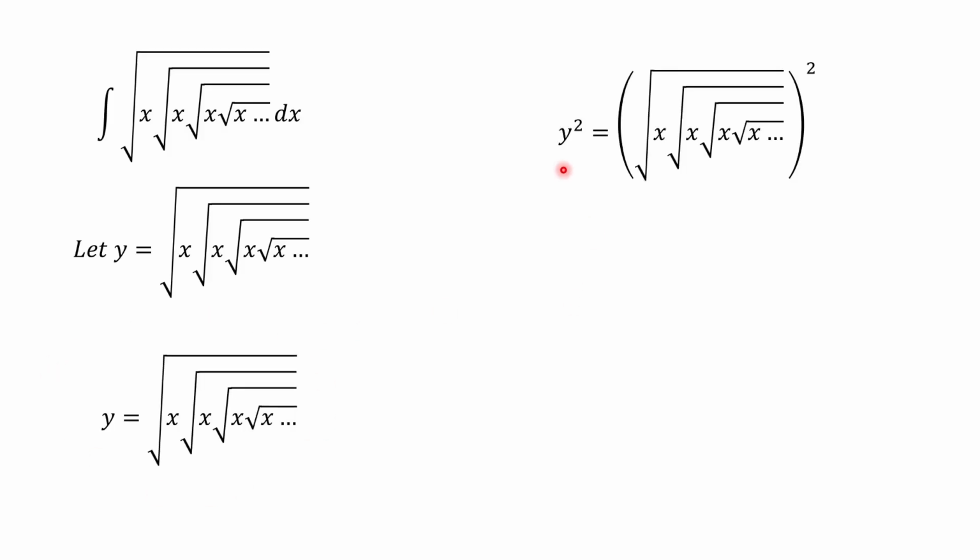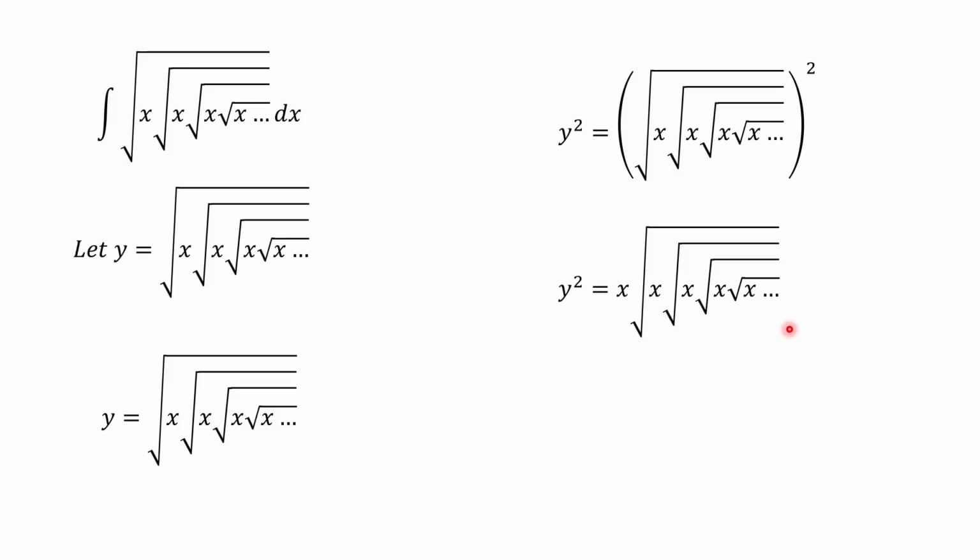So then on the left-hand side, y squared is just going to be y squared. And then we have this infinite nested radical squared. And this outside square root is going to cancel with the squared, so that we get y squared is equal to x square root x times square root x.